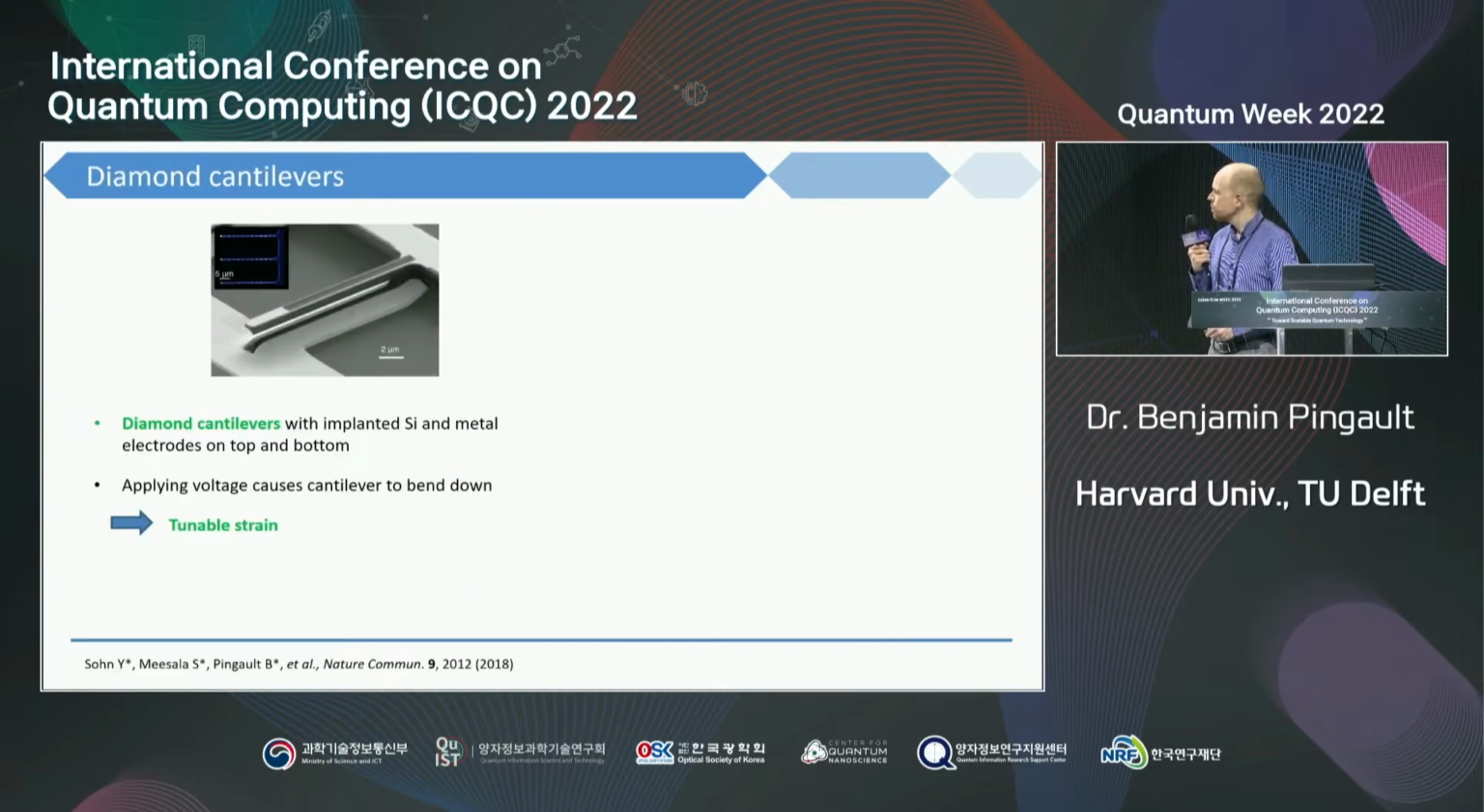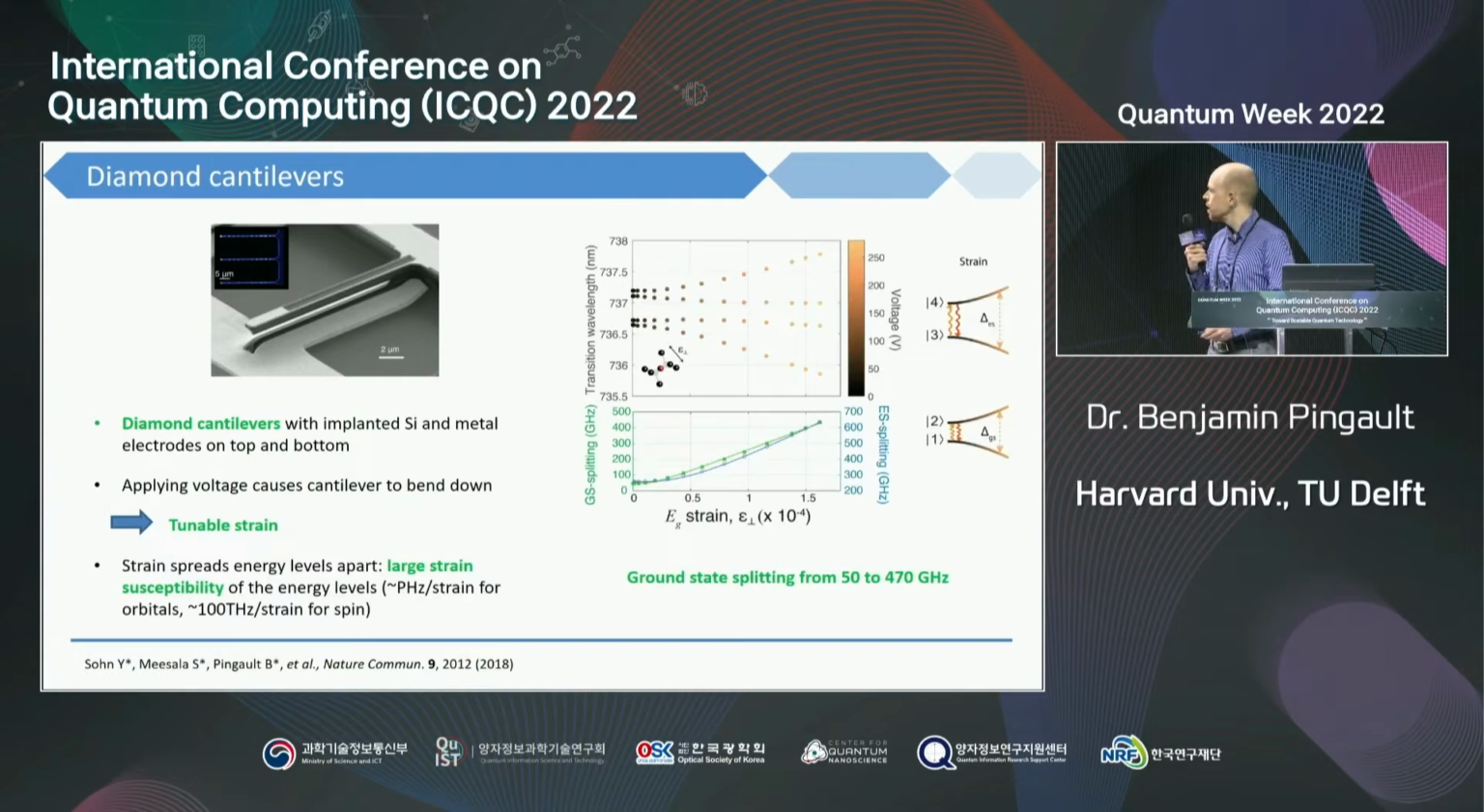So in collaboration between Harvard and Cambridge, we made diamond cantilevers with electrodes on top and at the bottom, and SiV centers implanted at the clamp of the cantilever. And so what happens is that when you apply a voltage difference between the top and bottom electrodes, the cantilever deflects and strain is applied at the location of the SiV. And this way you can actually apply tunable strain.